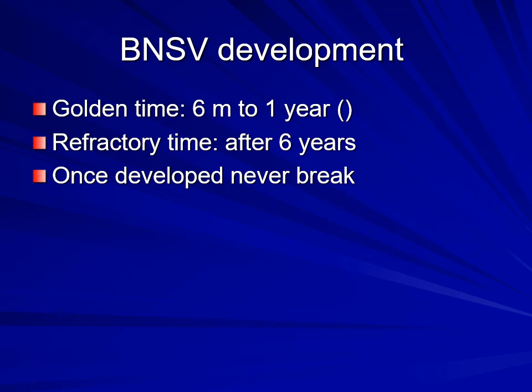There are facts about binocular single vision. The golden time for development is the first year of life. The refractory time to develop binocular vision is after 6 years of life. So to treat strabismus for binocular function, we have to treat before 6 years of the child's life. And the third fact is that binocular vision, once developed, never breaks.